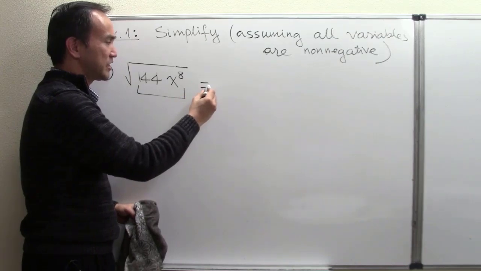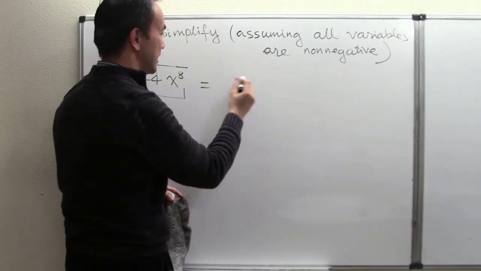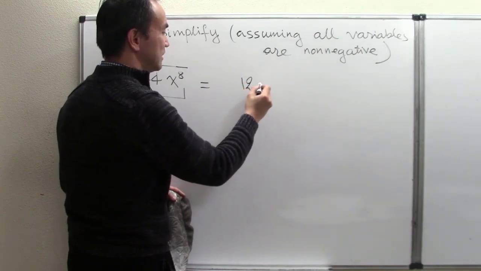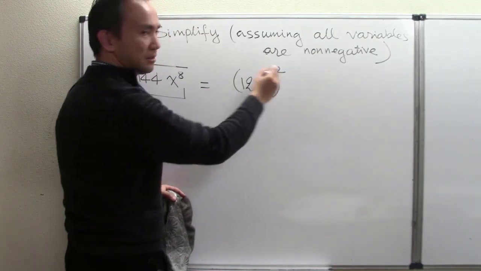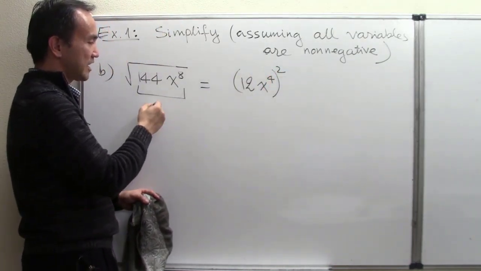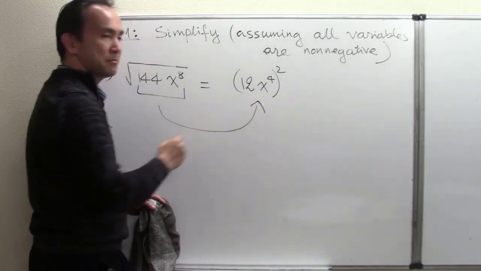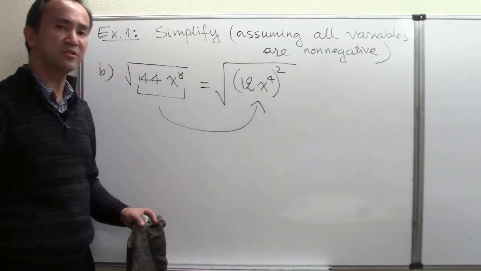So here's how I'm seeing it. 144x to the 8th is understood as 12x to the 4th, all squared. That's how I see the expression inside the square root can be expressed as a perfect square. And then the square root will be taken after that step right there.